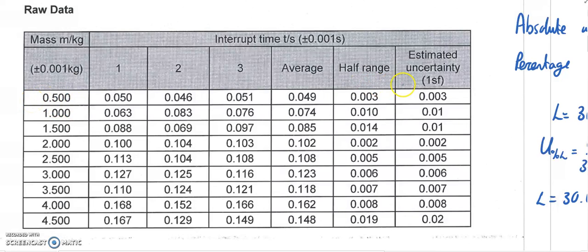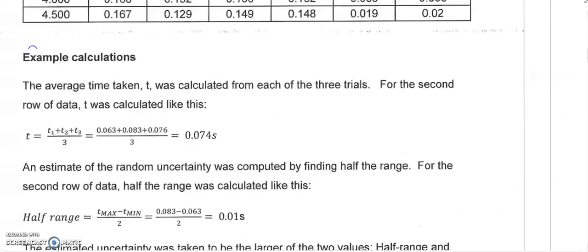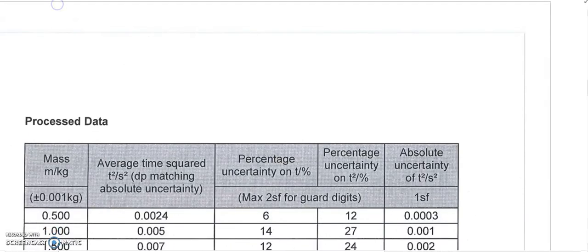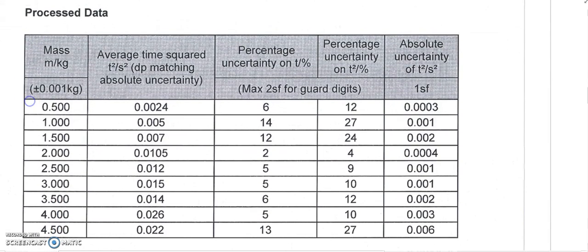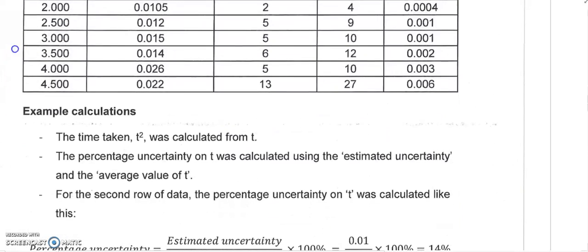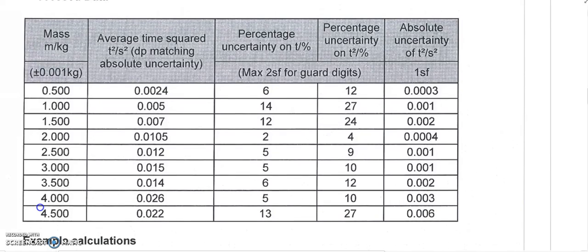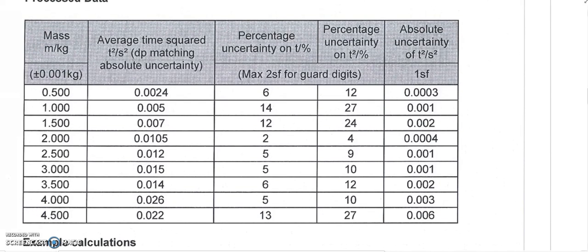But for the time, we have an estimated uncertainty because it has a resolution and it has a spread calculated with half the range. So we have a time and its uncertainty. And what I want is the mass and I want the time squared. So, first step, time squared calculated from time. Easy peasy.